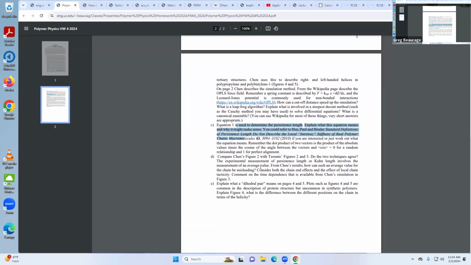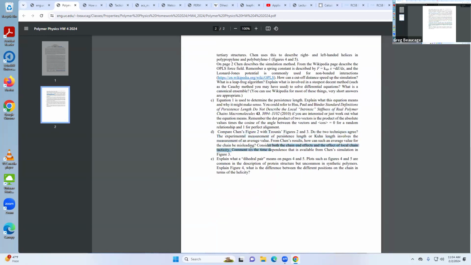Equation 1, I talked about that a little bit. And compare the two figures, the C-infinity characteristic ratio, from the two papers, and then compare the two simulations that they came from. And then he's talking about dihedral pairs. So just say what a dihedral angle is, the change and how it changes. Just say something about it. There's a little bit, whatever I said about the dihedral angle plots.